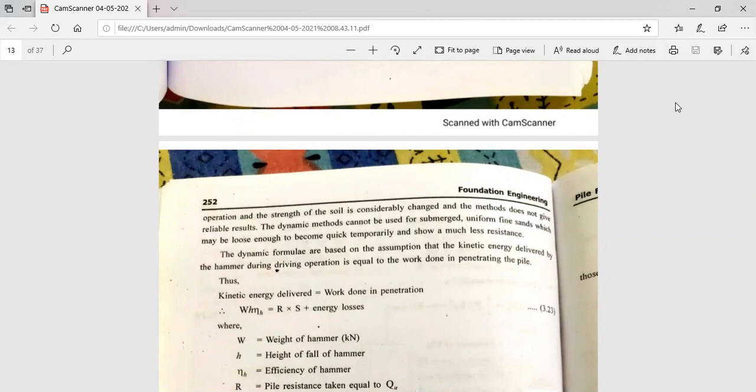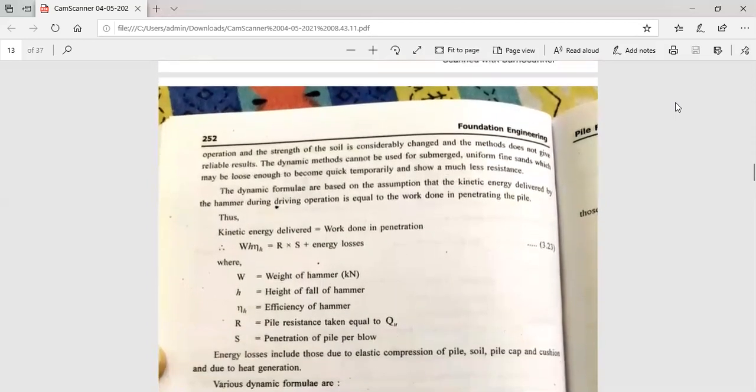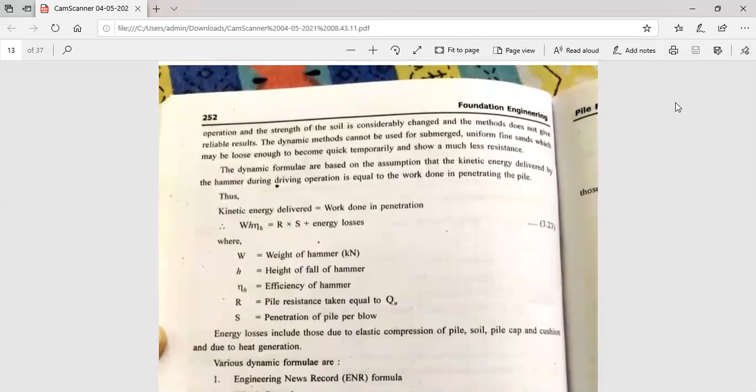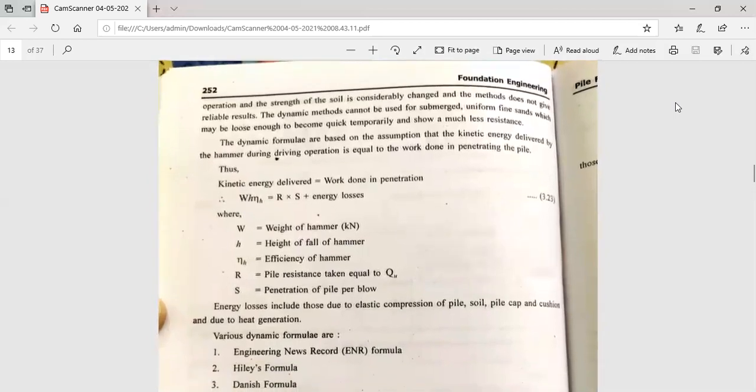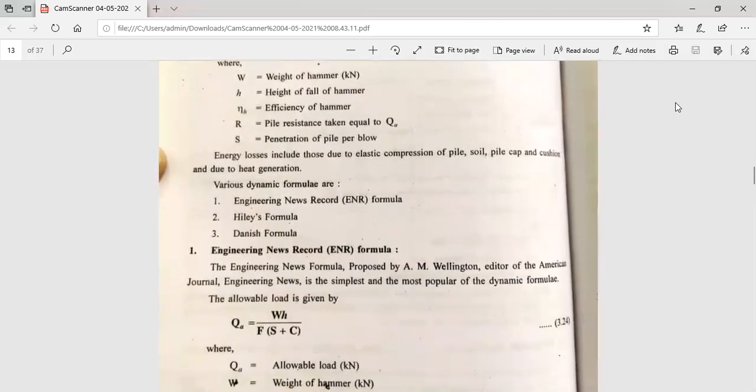Dynamic formulas are based on the assumption that the kinetic energy delivered by the hammer during the drive operation is equal to the work done in penetrating the pile. So the kinetic energy delivered is equal to the work done in penetration. The equation is R multiplied by S plus energy losses is equal to W H eta H. W is the weight of the hammer, H is the height of fall of the hammer, R is the pile resistance taken equal to QU, and S is the penetration of pile per blow.